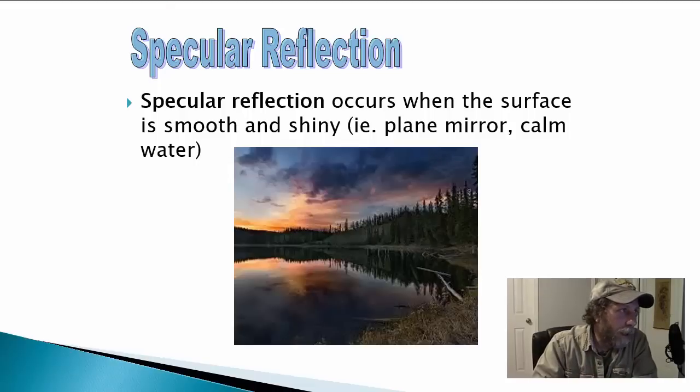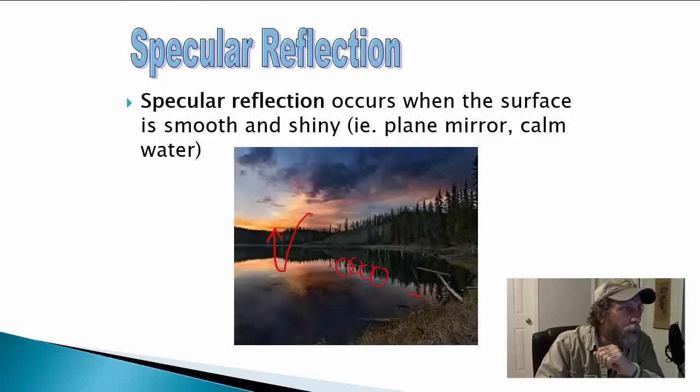You can also have specular reflection in the summertime when you're camping, having a good time, no homework, no teachers, no optics lessons, and you're sitting out there in the sunshine. The light comes down and hits the surface and bounces off really nicely. You can see the trees right there, and they're pretty clear reflections. This is called specular reflection when you get a nice clean image because the surface is smooth and shiny.